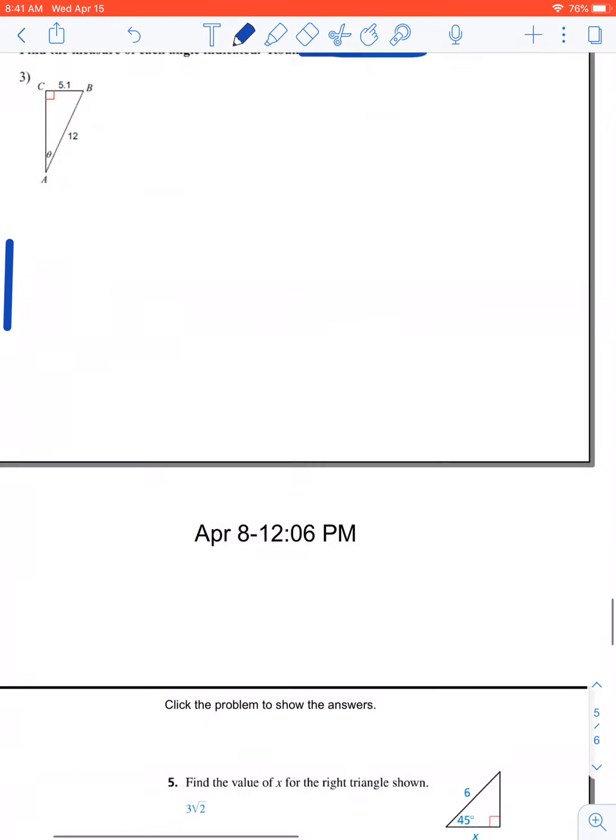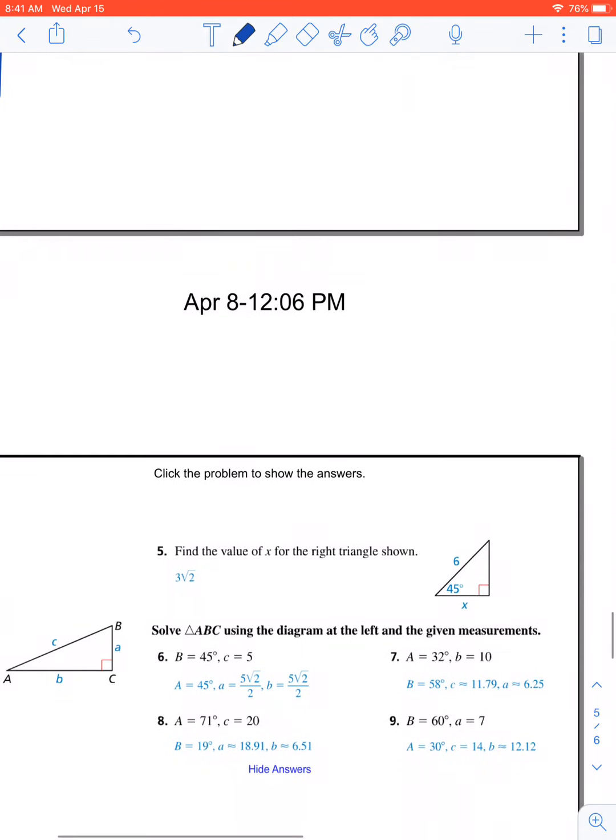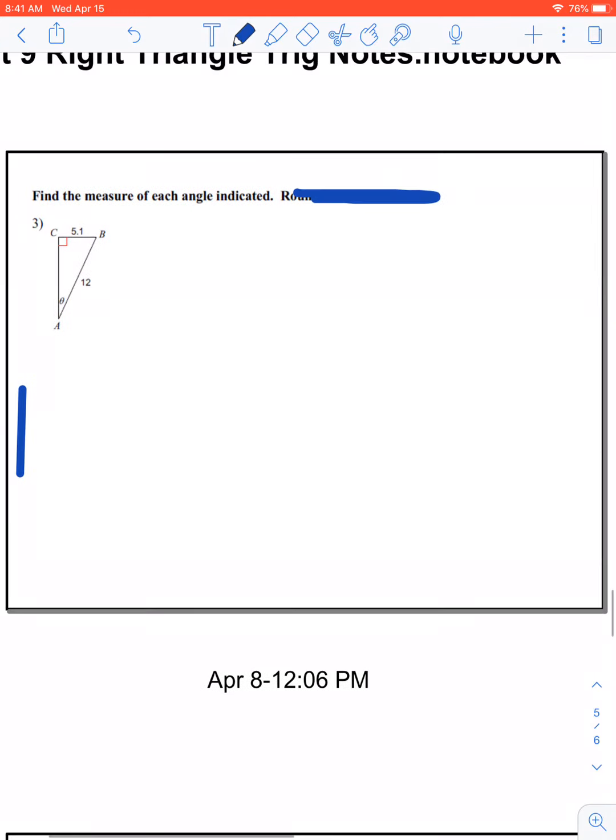So let's do one more together. Let's do number 3. And again, on your homework, there's going to be some that say solve for the missing side, solve for the missing angle, or solve the triangle. Again, when it says to solve the triangle, I want every side and every angle.